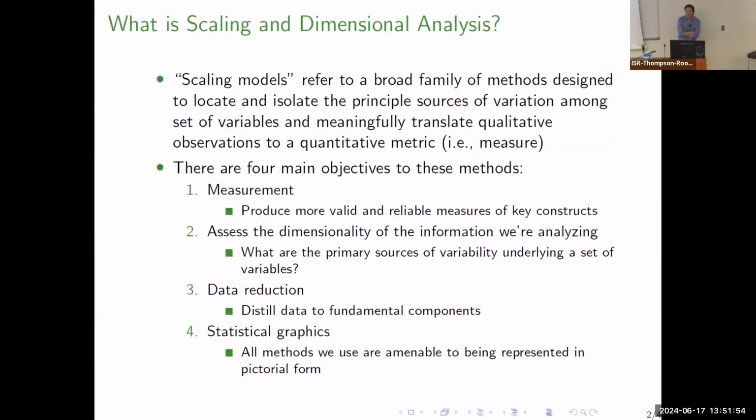In addition to producing better measurements, there are some other things that this broad family of methods does. So one is helping assess the dimensionality of the information we're looking at. So what are the primary sources of variability? Let's say that I've got a set of 5 survey questions that are designed to measure psychopathy or something like that. Are they actually seemingly tapping into one single construct or a bunch of different constructs?